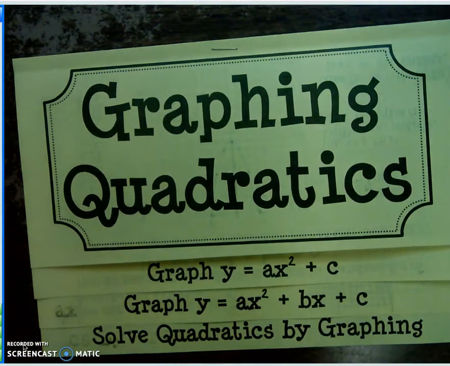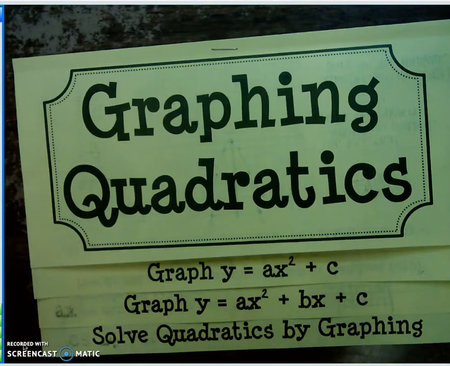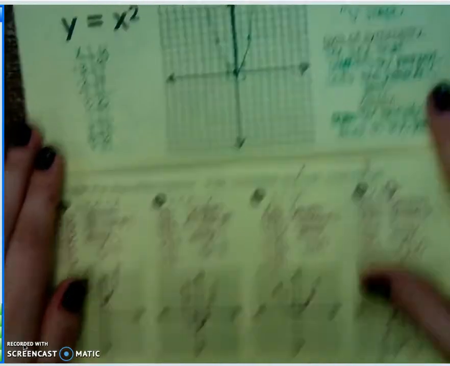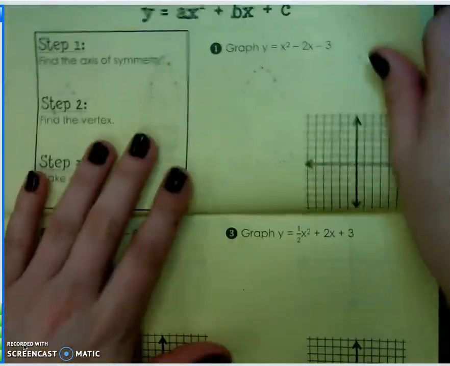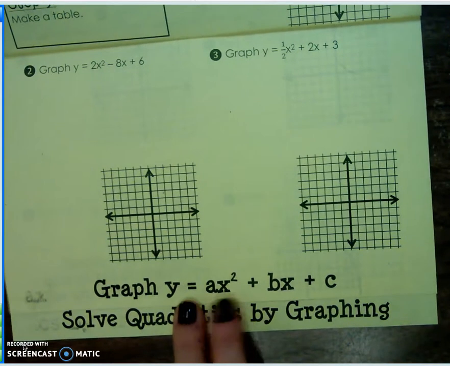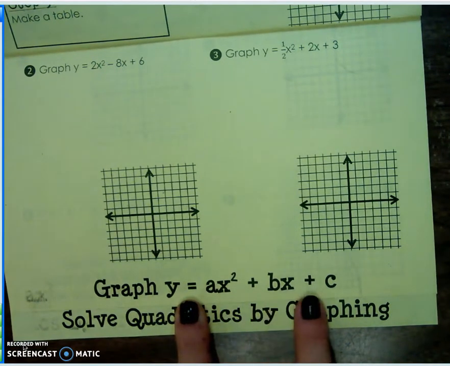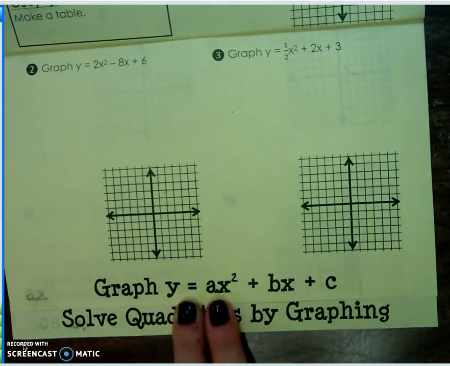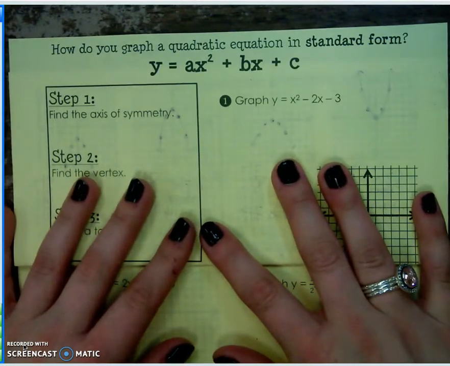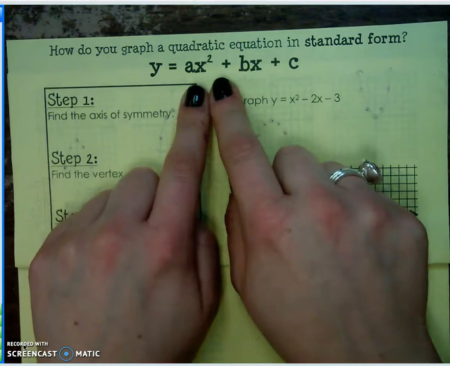All right, guys. This lesson is continuing with graphing quadratic functions or quadratic equations. We've already done the first flap of the foldable. We're looking at the second, where we're graphing an equation or a function that looks like ax squared plus bx plus c. This looks familiar because we just did factoring with that, okay? All right, so how do you graph a quadratic equation in standard form? Remember, standard form looks just like so.